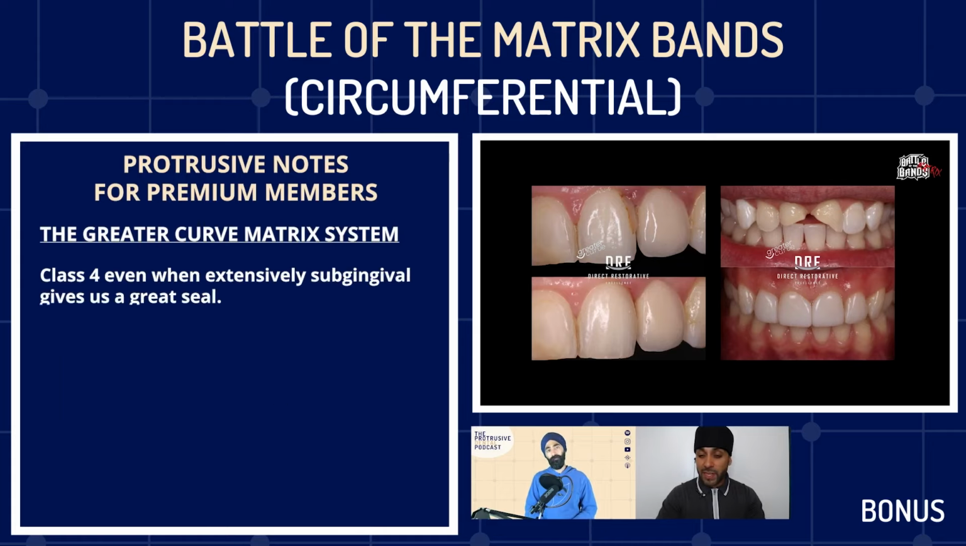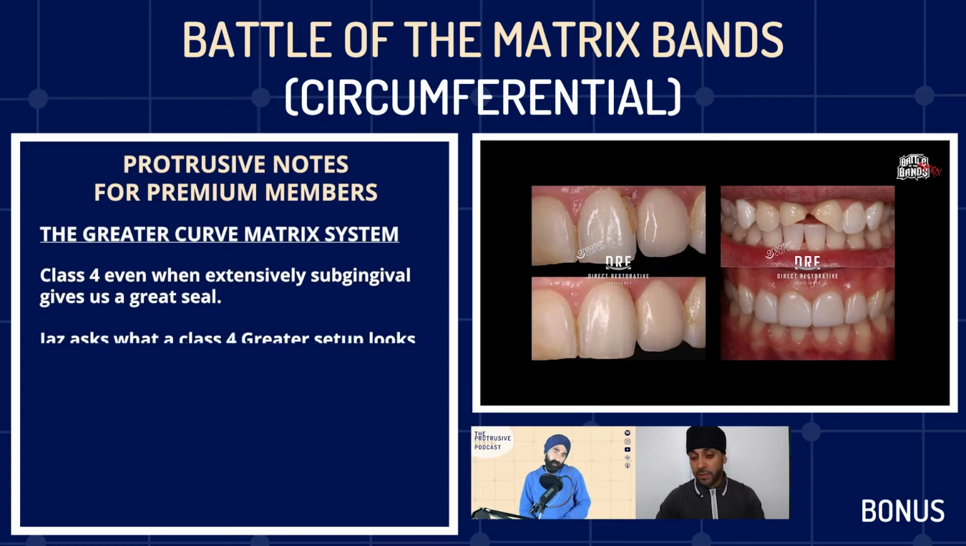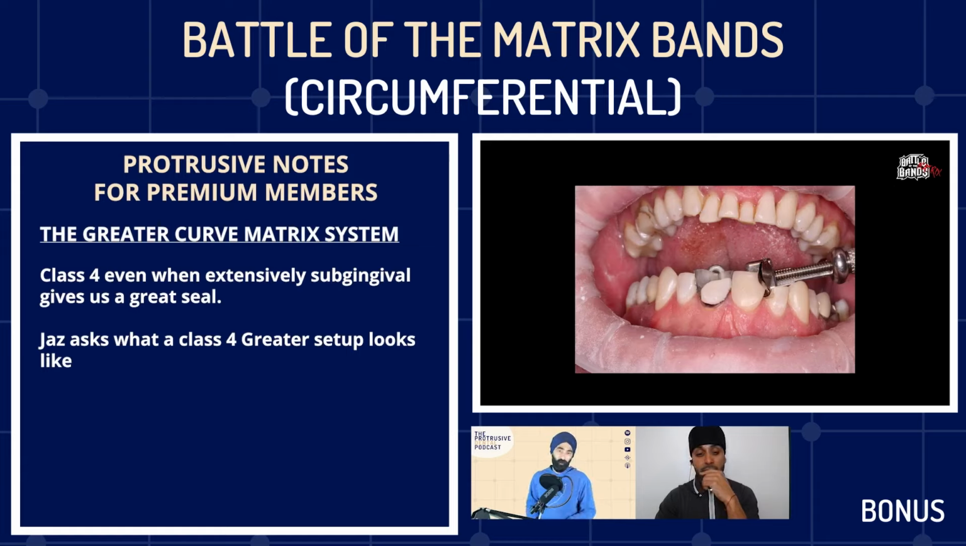And class 4, even when they're really extensive, they can be below the gum as well. We can get that nice seal and we can restore them predictably. Class 5s. I'm just trying to envisage how the band would fit for a class 4. Have you got a photo of what the band setup looks like with a class 4? That'd be really good to see. If you imagine a large class 4, how does the band actually sit? How do you get that palatal contour? I'm a little bit intrigued.